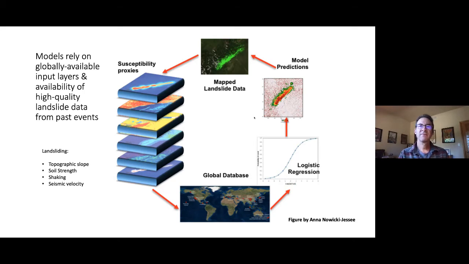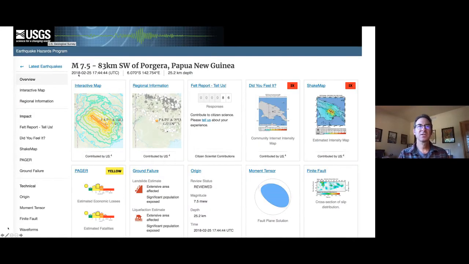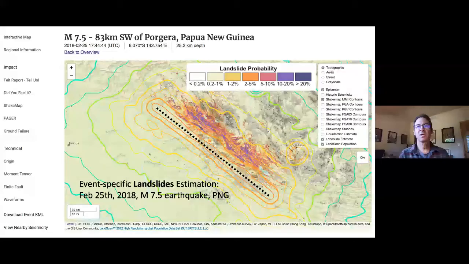So when we have earthquakes now, and this is a 2018 earthquake, magnitude 7.5 in Papua New Guinea, here's a situation where we got the alert levels for ground failure are both red for landslide and liquefaction. And the reason is that we had very strong shaking that reached the mountain front and had very strong shaking in the steep slopes. And so our probabilities here are relatively high for the region.